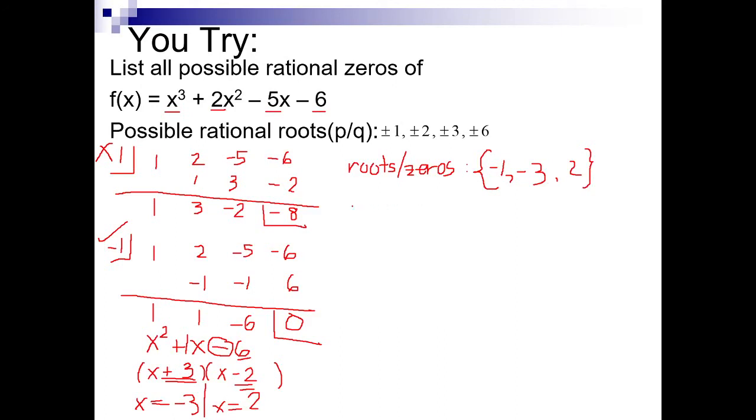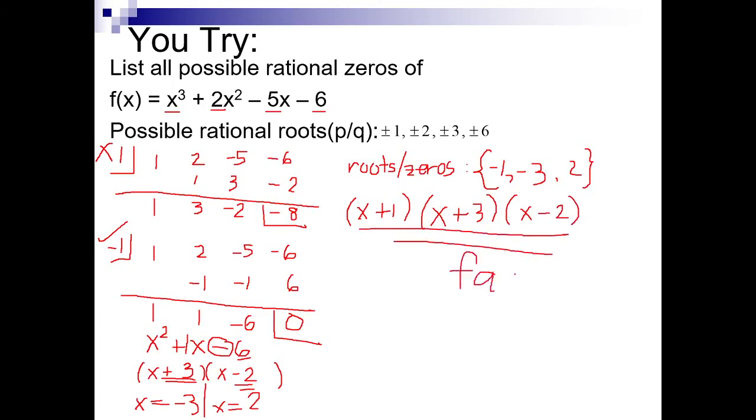Okay? And how do you write the factors, by the way, section Ruby? Opposite of positive 1 is negative 1. X plus 1. Next. Opposite of negative 3 is X plus 3. Next. Opposite of positive 2 is negative 2. And these are your factors. Any questions about our first example on finding the roots of a polynomial function?